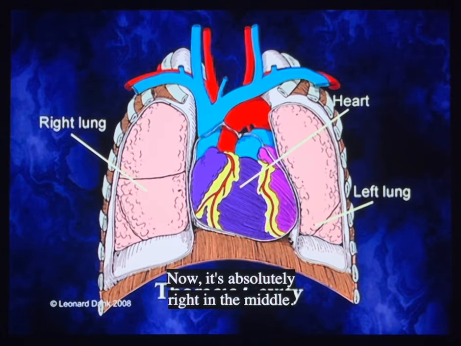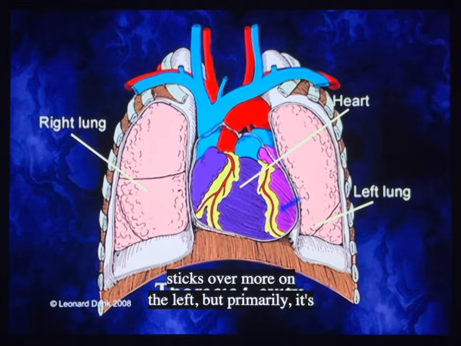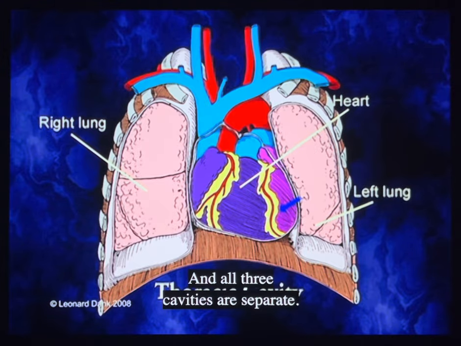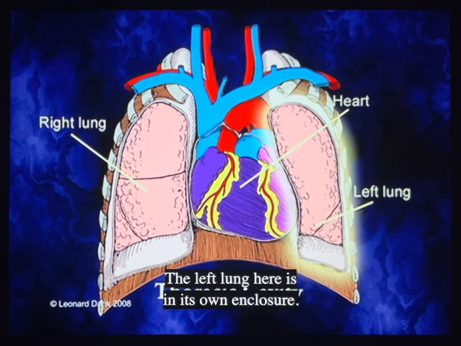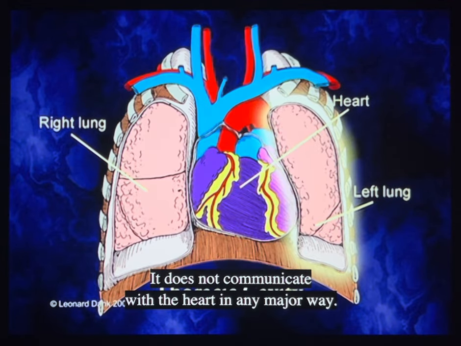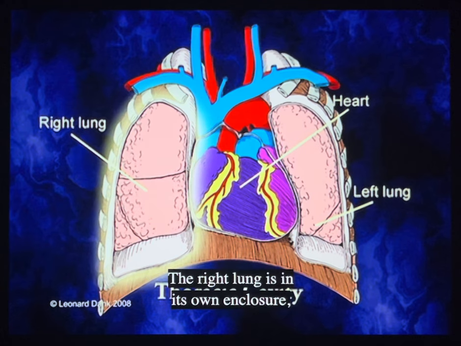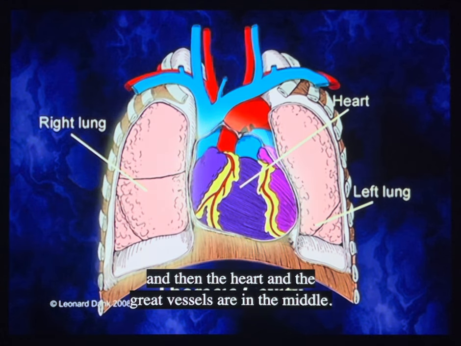Now, it's absolutely right in the middle. You can see a little bit of the heart sticks over more on the left, but primarily it's a midline structure. And all three cavities are separate. The left lung here is in its own enclosure. It does not communicate with the heart in any major way. The right lung is in its own enclosure, and then the heart and the great vessels are in the middle.